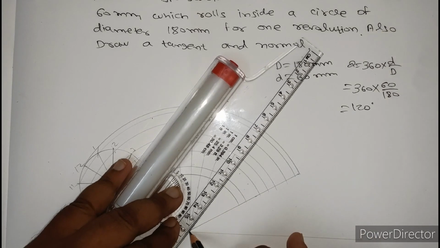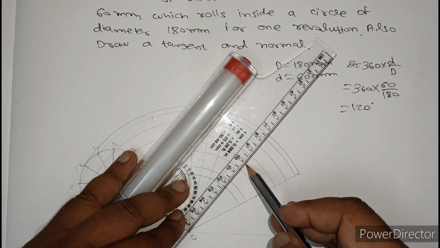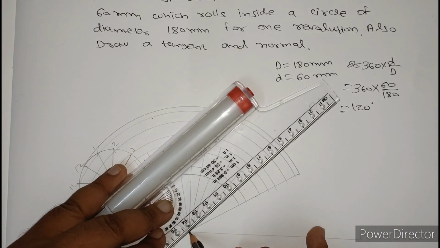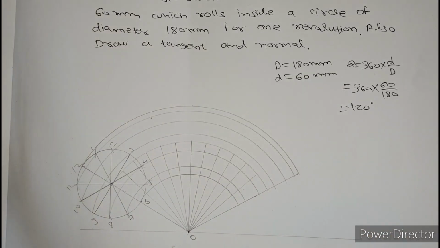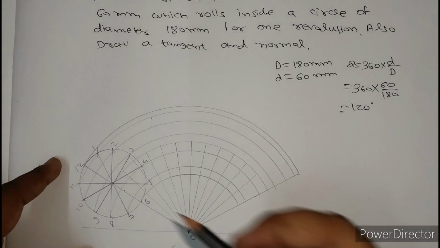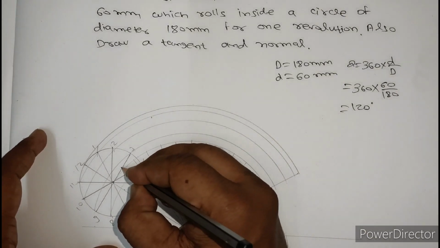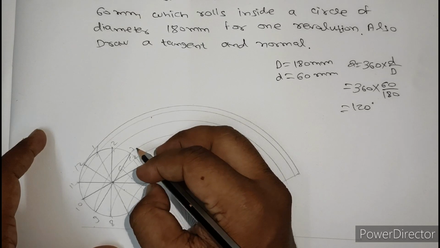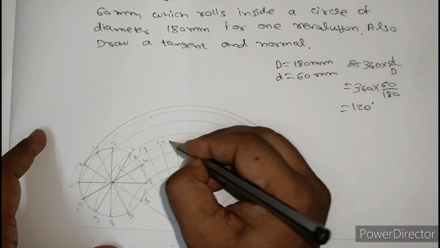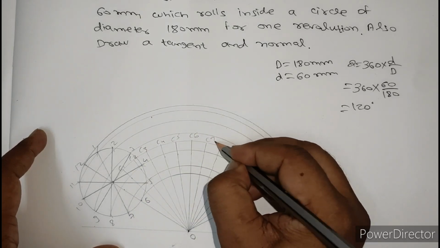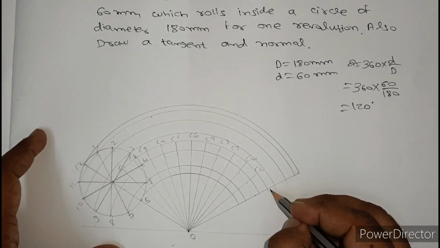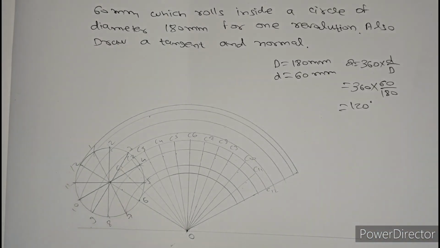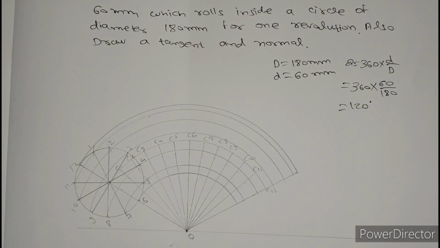Okay students, in this way we can draw the lines, 10 degrees for each part. Okay, so students, this is C1, C2, C3, C4, C5, C6, C7, C8, C9, C10, C11 and C12.